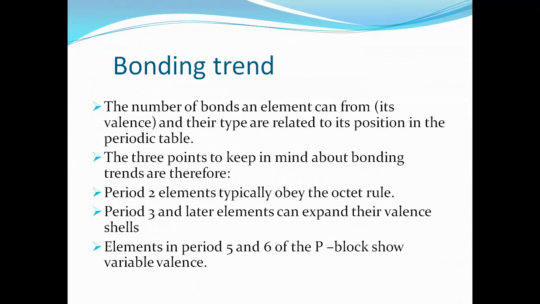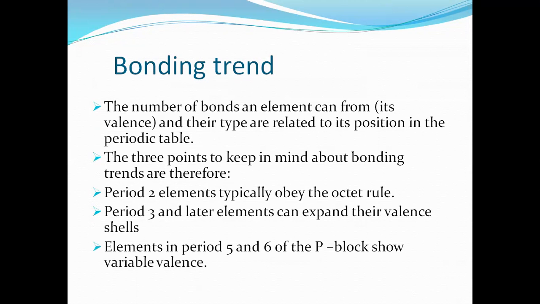The points to keep in mind about bonding trends are therefore. First point: elements in period 2 form a number of bonds determined by the number of electrons in the valence shell and the octet. For example, carbon with 4 valence electrons commonly forms 4 bonds, and oxygen with 6 valence electrons, therefore needing 2 more to complete its octet, typically forms 2 bonds.